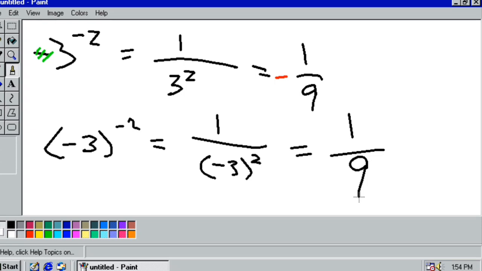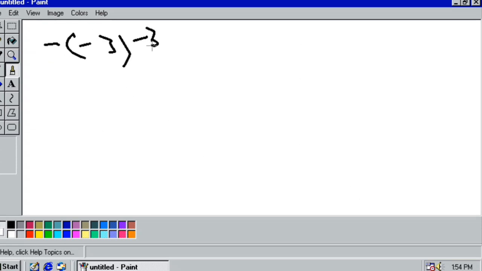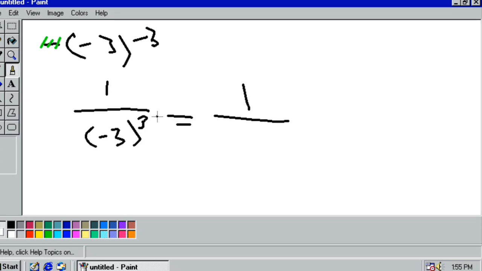Now let's have a last example. We cannot multiply the negative and the negative since we have the rule of PEMDAS. So we are just going to remove the negative sign and add it back later, like what we did in example 3. Now let's simplify this. We have 1 over negative 3 to the third. So what will happen to this? The exponent will become a positive number. So in this case we have 1 over 27, or negative 1 over 27.